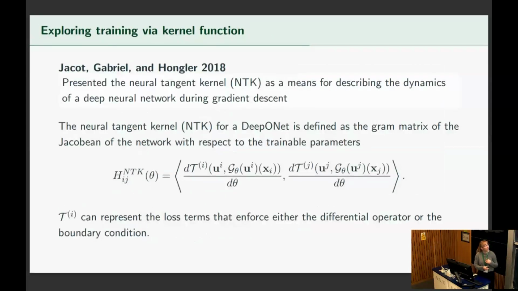So quickly, in 2018, there was this work that is theoretical in nature, and it focuses on the use of the neural tangent kernel, which is a kernel function, as a means for describing the dynamics of a deep neural network during gradient descent. So the motivation was trying to unpack the black box of exactly how neural networks train during gradient descent. And this also can be extended to DeepONets. And the neural tangent kernel is defined as the Gram matrix of the Jacobian of the neural network with respect to the trainable parameters.